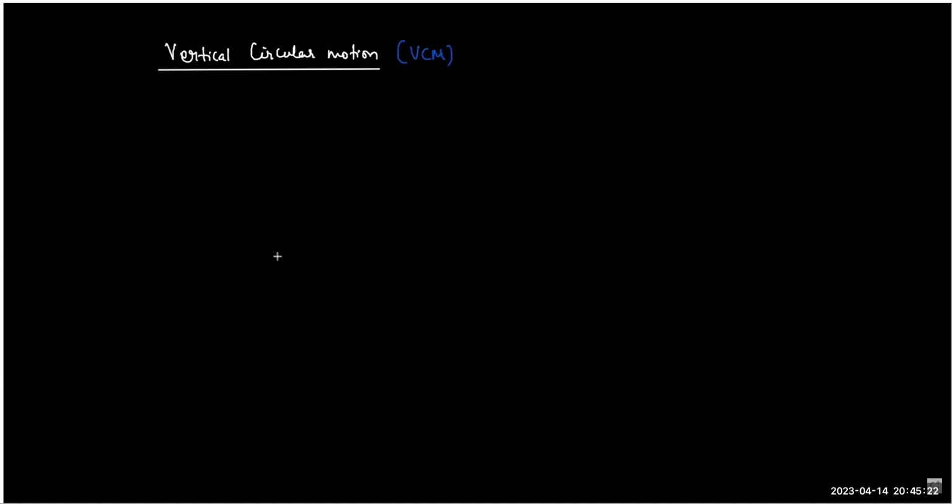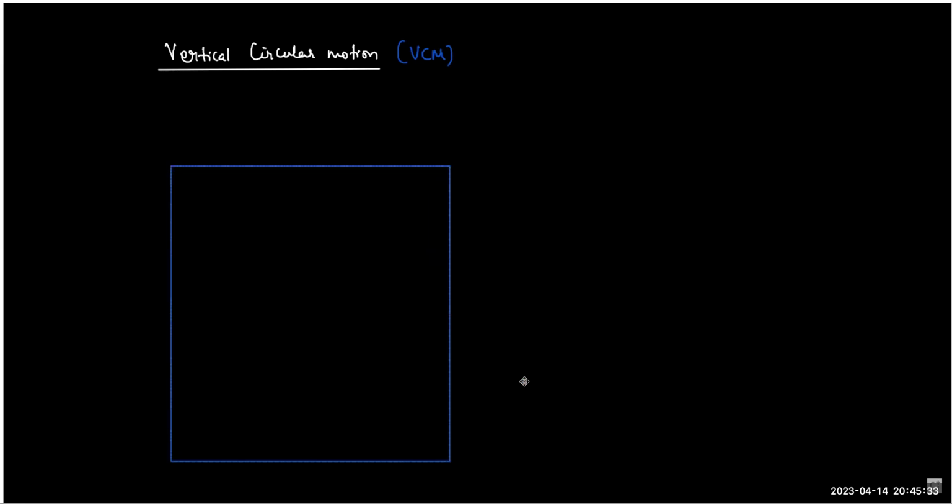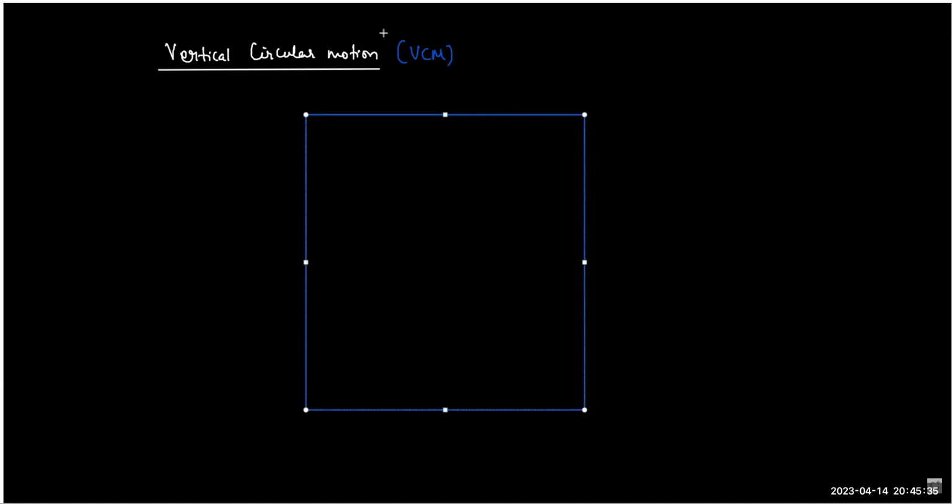So instead of the motion in a circle in a horizontal plane, now the motion will be in the vertical plane. So we will have a plane like this, and you can suspend the pendulum. And this is called the point of suspension.